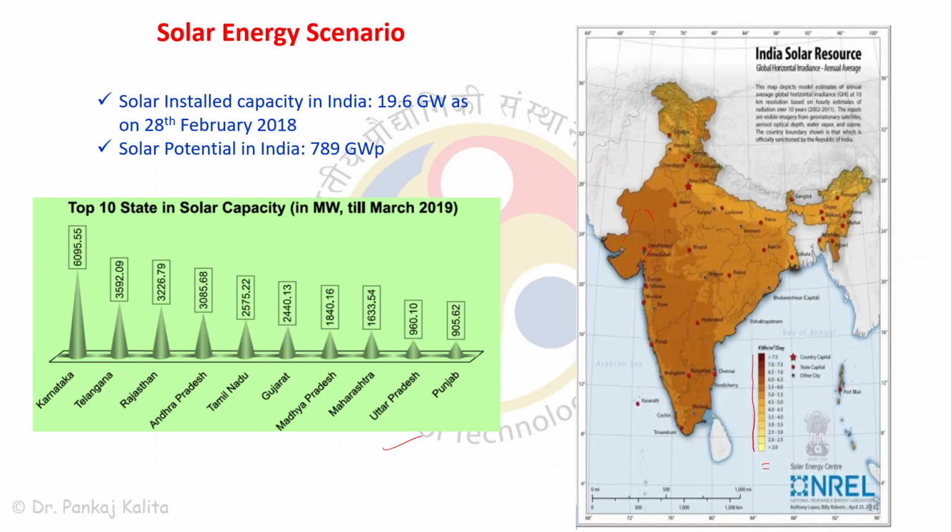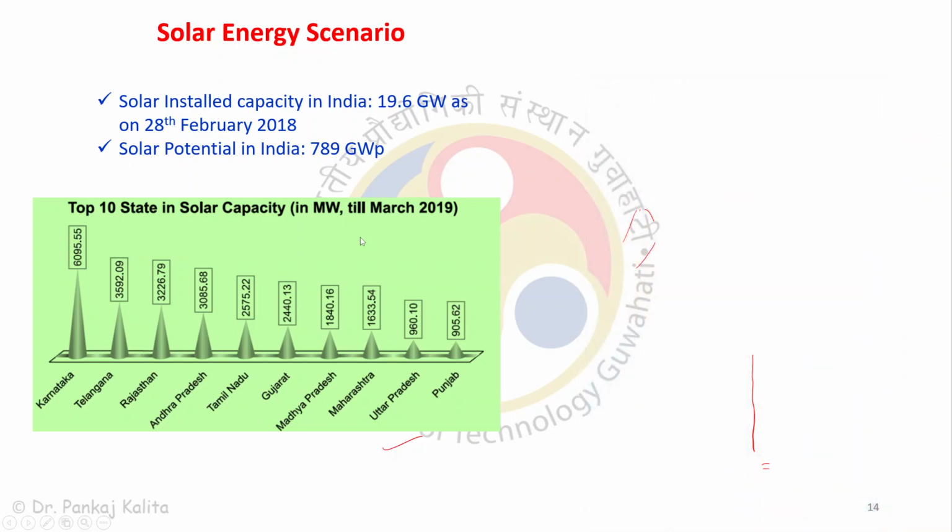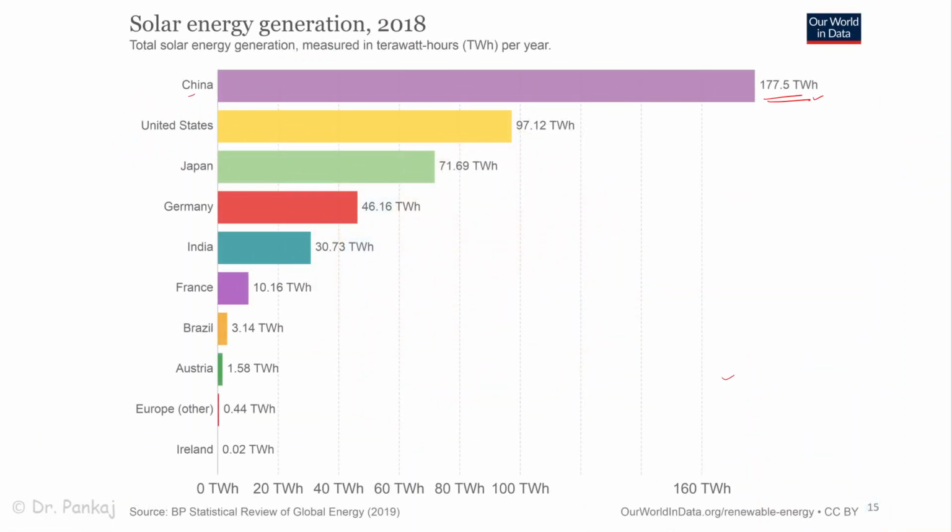So these are the top 10 states with maximum solar capacity. Karnataka is leading and Punjab is the lowest. Then we have this generation. Most of this generation is coming from China, then US, Japan. I think India has caught up pretty fast. It must be in second or third position.